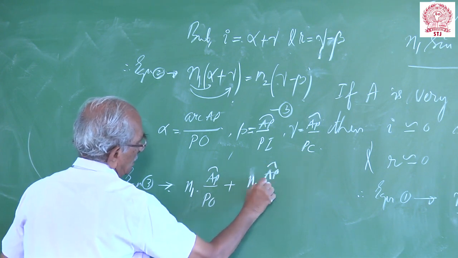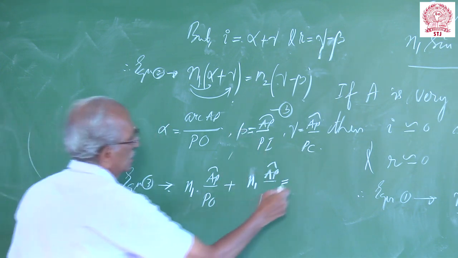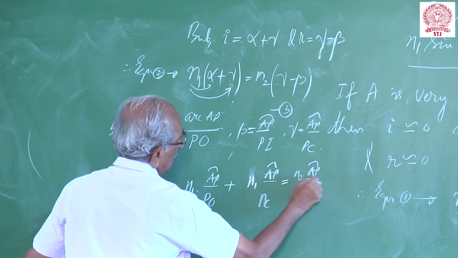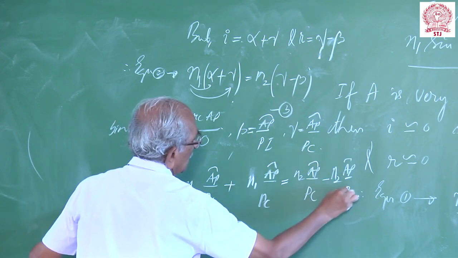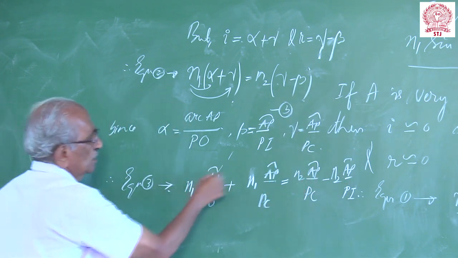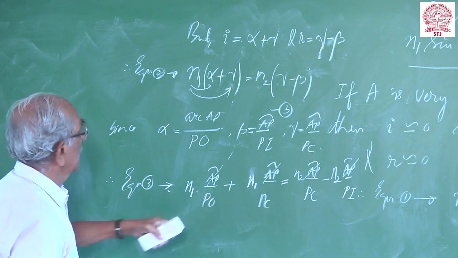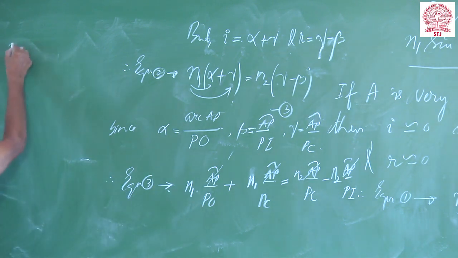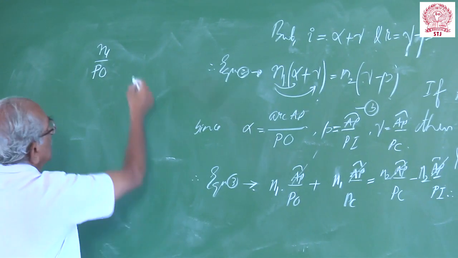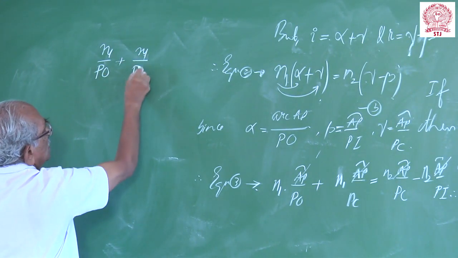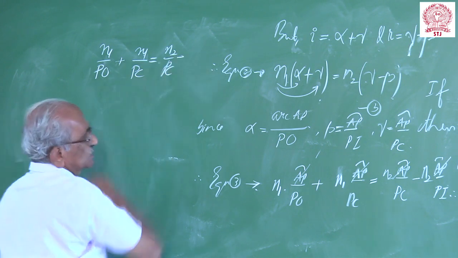N1 RKP divided by PC is equal to N2 gamma. So N2 RKP divided by PC minus N2 beta, N2 RKP divided by PI. Now AP is common in all the terms. Now rearrange the terms. Now N1 by PO plus N1 by PC is equal to N2 by PC minus N2 by PI.